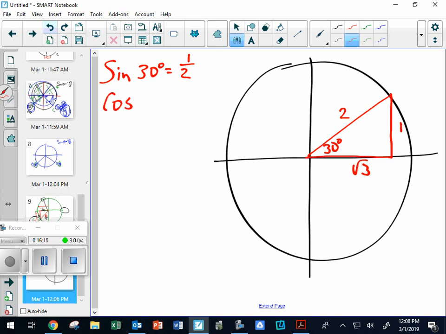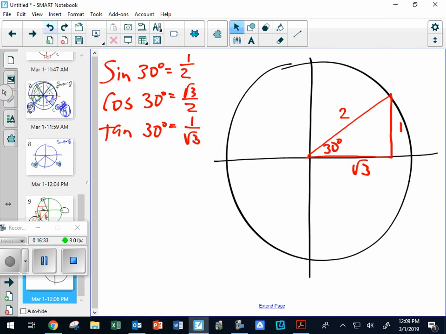Let's do the other ones that we already know. Cosine. What's cosine of 30? Just look at the triangle. You can do it. What is it? Root 3 over 2. And then the last one is tangent. And that's TOA, opposite over adjacent, 1 over root 3. Okay. So there's what you already know how to do. And then here's the new ones.